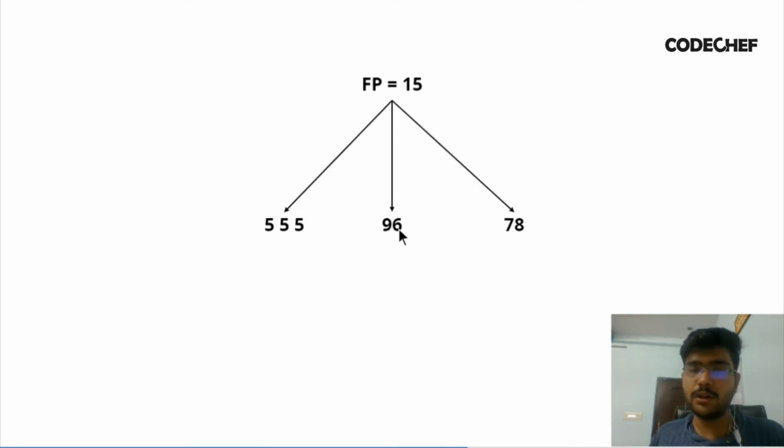But we are not concerned with the value of the number. We are only concerned with how many digits there are in the number. So we need to have a minimum number of digits. So in 96 we are getting 2 digits, whereas in 78 also we are getting 2 digits.